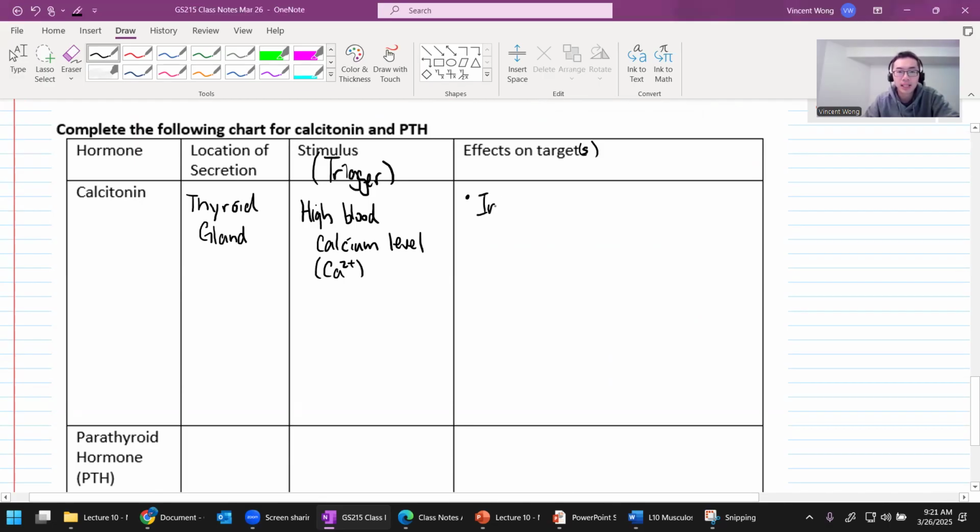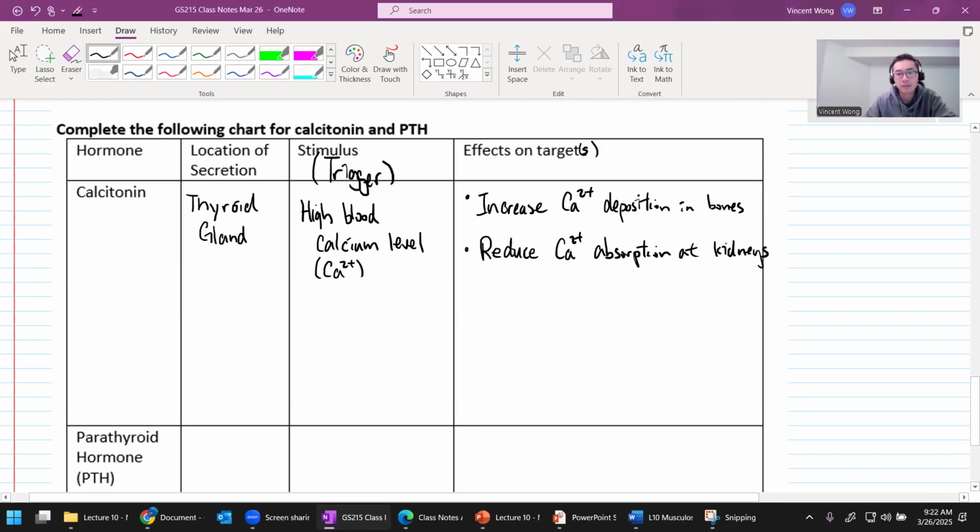We will increase calcium deposition in bones. Let's store them up. Put it in the lamina of the bone and reduce calcium absorption at kidney. Leave the calcium in the filtrate, just pee it out.